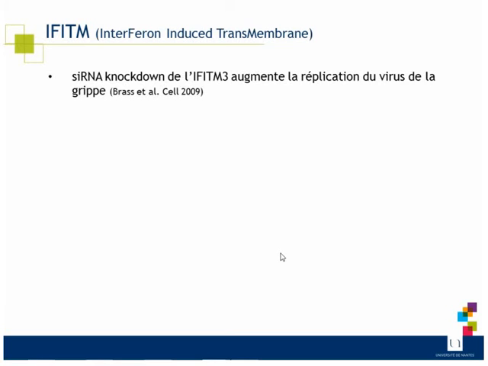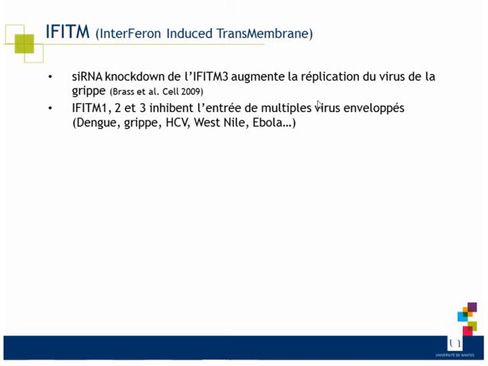But they also found some siRNAs that increased the percentage of infected cells. So what is happening here is we've got an siRNA that's knocking down a restriction factor. They thought that was pretty interesting. They had a look at the gene, and that turned out to be IFITM3. When they knocked this down, they increased the replication of influenza virus. Then they found that it's part of a multi-protein family, and different members of this family can inhibit the entry of different envelope viruses.